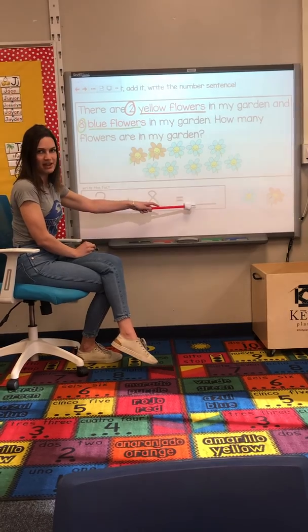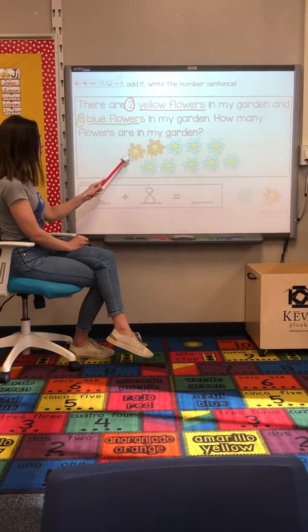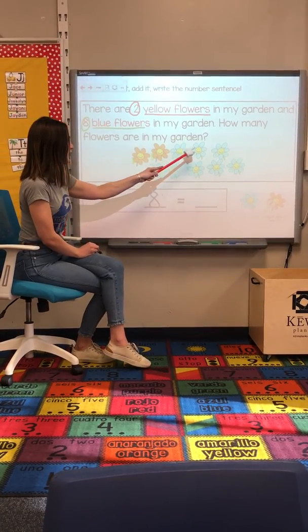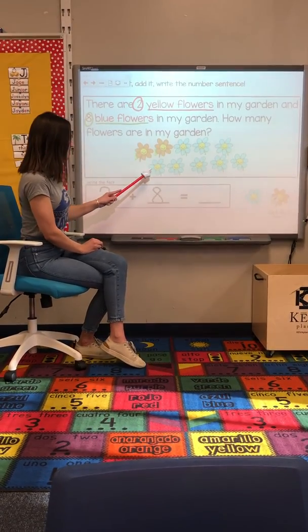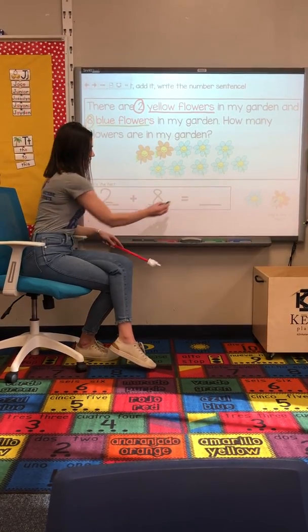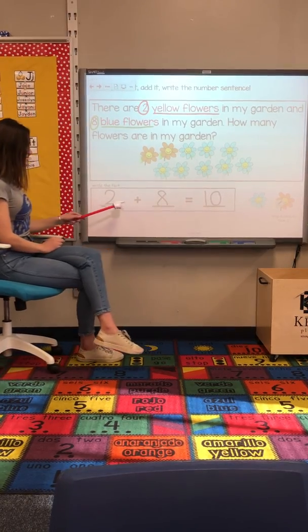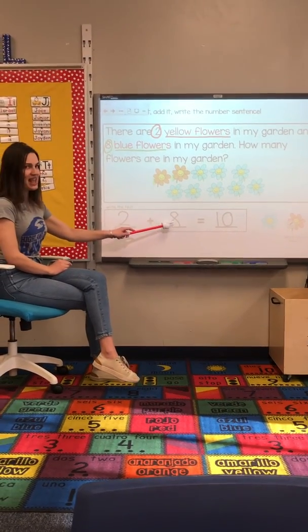And how many did that make all together? Let's count one more time. Count with me. 1, 2, 3, 4, 5, 6, 7, 8, 9, 10. So our math sentence says 2 plus 8 equals 10.